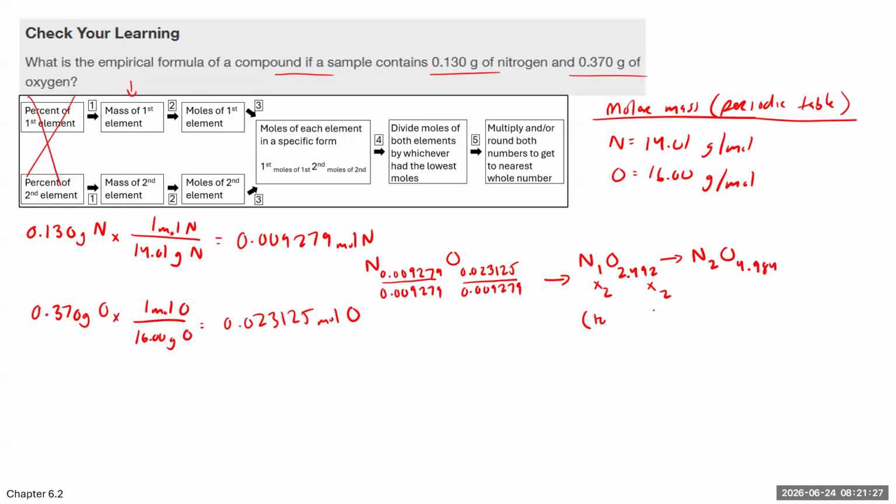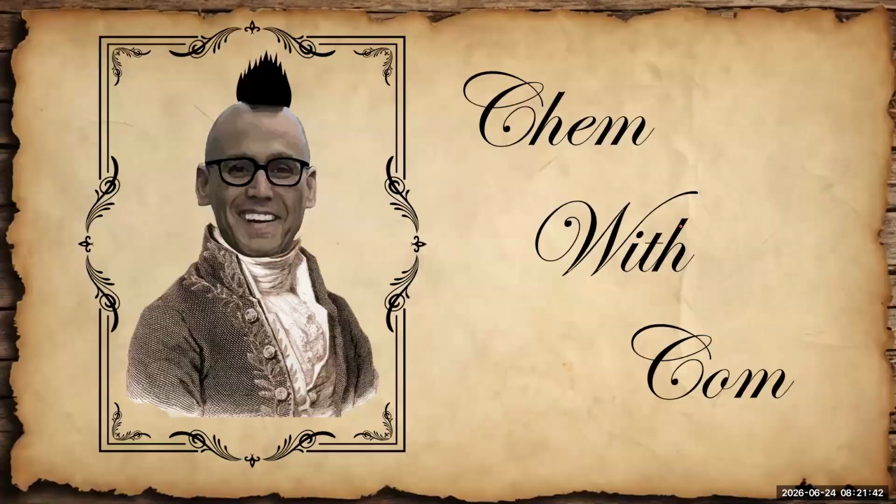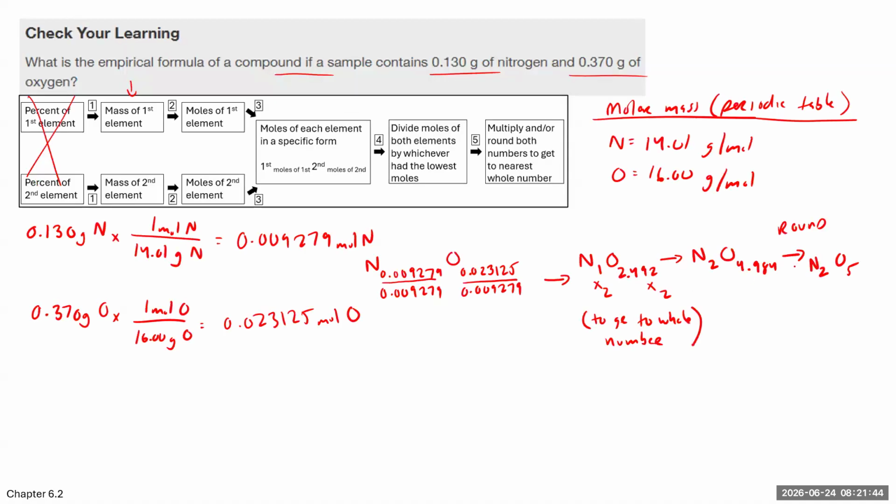My computer's lagging a bit. All right, so now we're just going to round because it's very close to 5. N2O5. That's our empirical formula. All right.